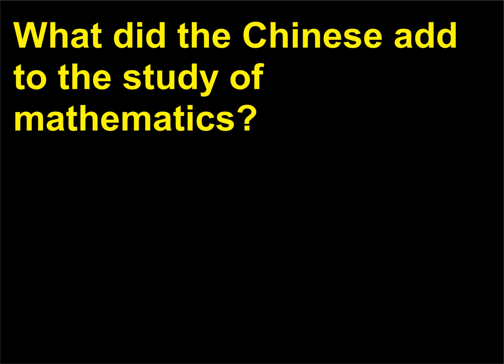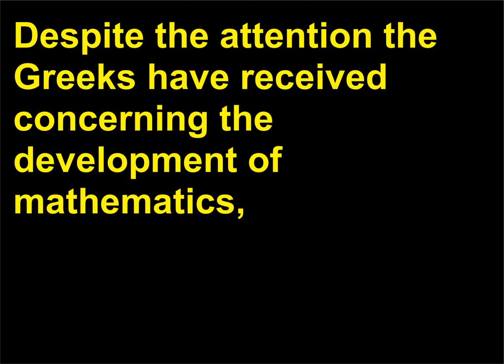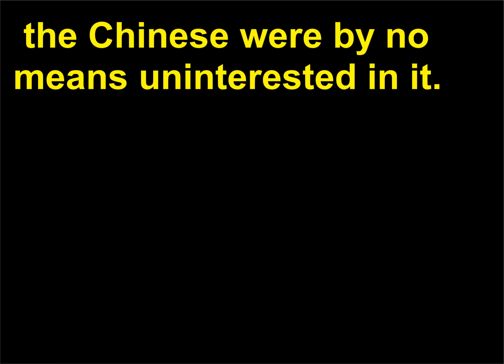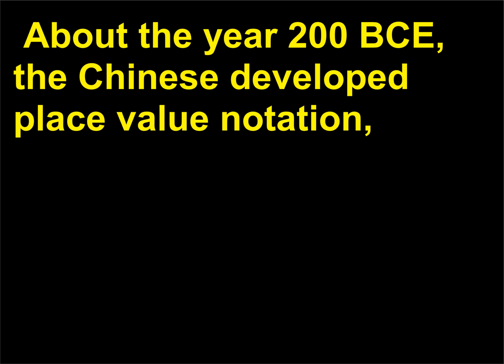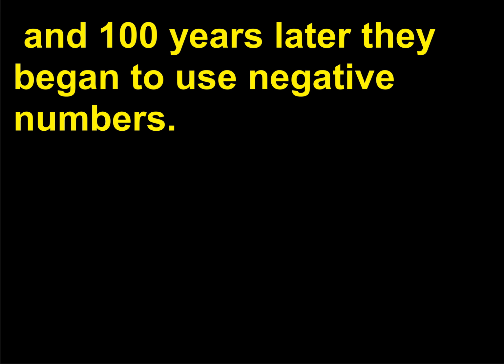What did the Chinese add to the study of mathematics? Despite the attention the Greeks have received concerning the development of mathematics, the Chinese were by no means uninterested in it. About the year 200 BCE, the Chinese developed place value notation. And 100 years later they began to use negative numbers.